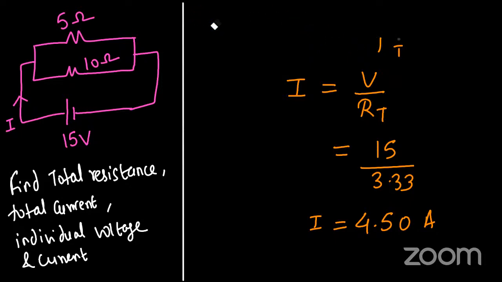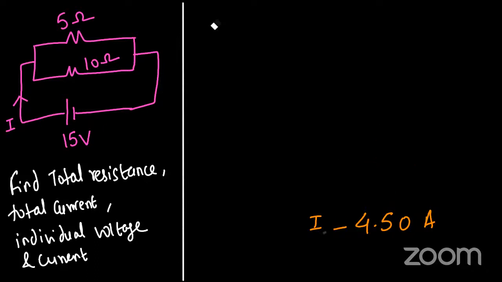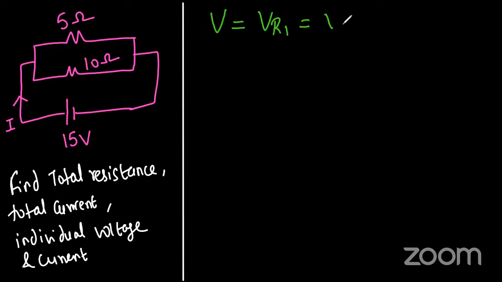Now the circuit is parallel. In a parallel circuit which quantity is the same? Voltage. So there is no need to find VR1 and VR2 because they are the same. So I can write V is equal to VR1 is equal to VR2, all three are the same, and it is 15 volt. The value of all three is the same. Now I have to find IR1.